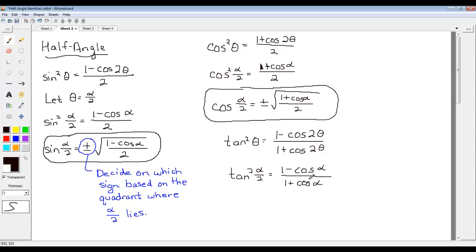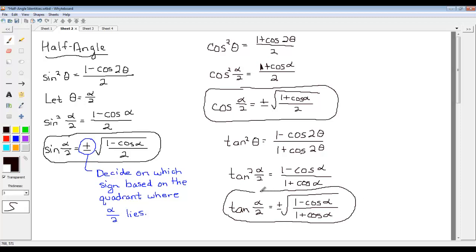So you have tangent squared of alpha over 2 equals 1 minus cosine alpha over 1 plus cosine alpha. So then do the square roots of both sides. Tangent of alpha over 2 equals plus or minus the square root of 1 minus cosine alpha over 1 plus cosine alpha. And there you go. So in all of these, decide on which sign based on your quadrant where the alpha over 2 is lying.